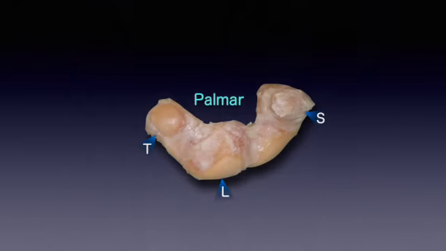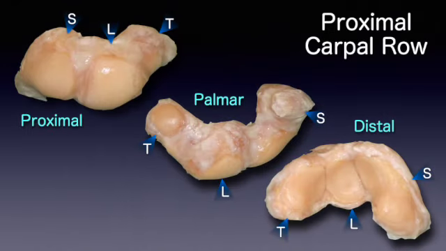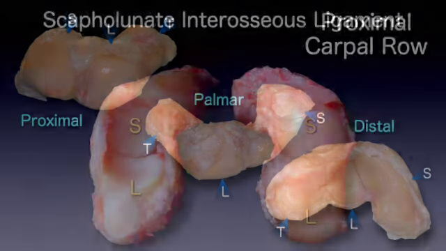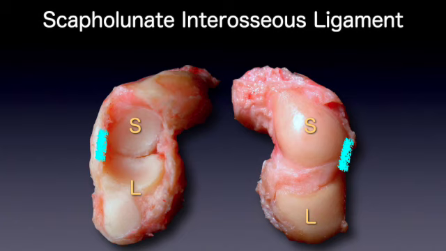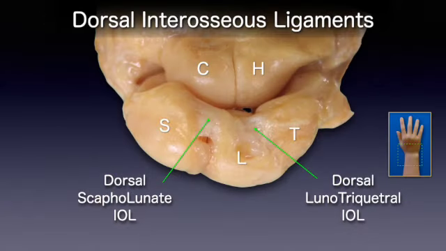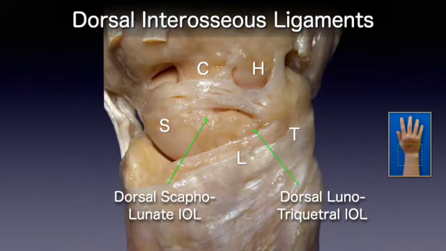The proximal carpal row is formed by connecting three proximal carpal bones using interosseous ligaments. The scapholunate interosseous ligament that connects the lunate with the scaphoid consists of a dorsal ligament, a palmar ligament, and a proximal membranous portion. These constructions are similar in the lunotriquetral interosseous ligament that connects the triquetrum with the lunate. The dorsal scapholunate interosseous ligament can be observed by removing the dorsal synovial capsule, but the lunotriquetral interosseous ligament is hidden behind the dorsal capsular ligament.